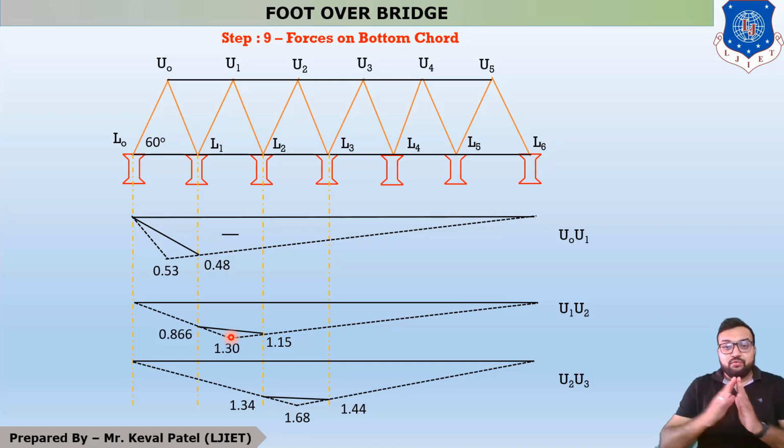Now you have to find the bottom chord values for L1 and L2. L1 is the left-hand side portion, so you use the left-hand side triangle. For this triangle, this is the value for 4.5 meter. The equation is: for 4.5 meter, the value is 1.30. Then what is the value for 3 meter? You will get the answer 0.866.